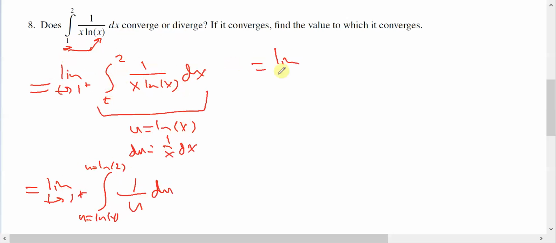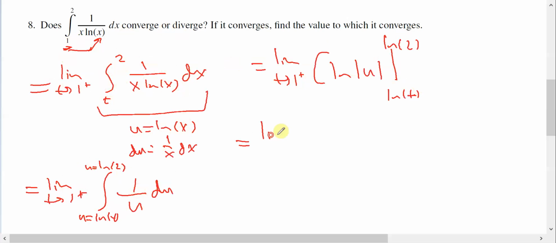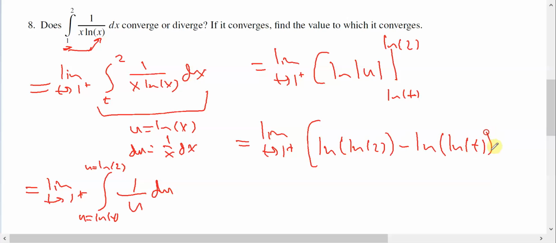So I have the limit as t goes to 1 from above. Now I can evaluate this. This is just going to be natural log of u evaluated at these limits, natural log t and natural log 2. So that's the limit as t goes to 1. Plug those in. I get natural log of 2. That's a positive number, so I can drop the absolute value. Minus natural log t. Since t is bigger than 1, this is also a positive number. So I could drop the absolute value in both cases, or leave them in there, it doesn't matter.